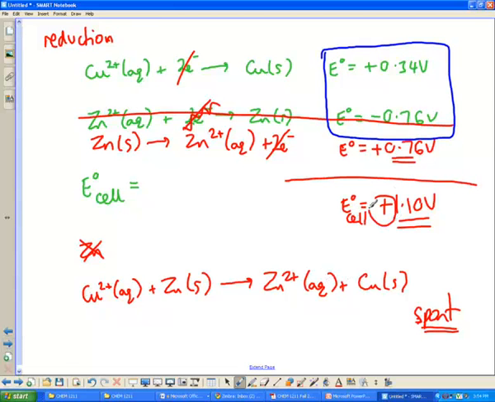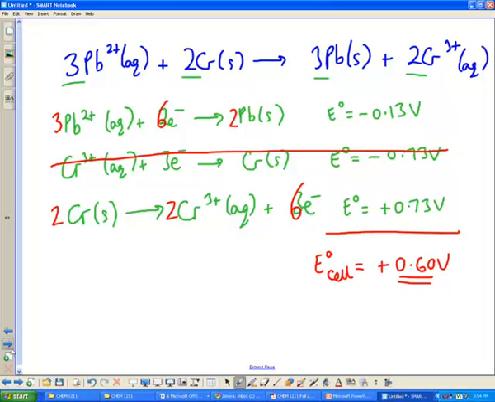And remember, we also said a positive value of the cell potential is what we want if we're looking for a spontaneous reaction, which is what we are looking for in a voltaic cell.